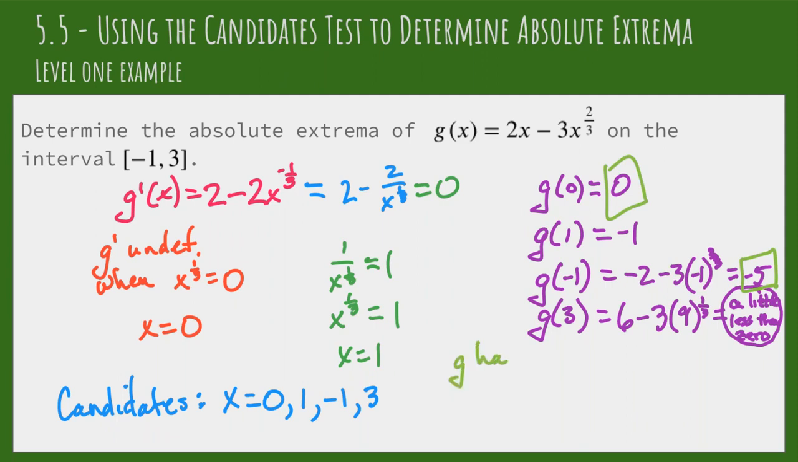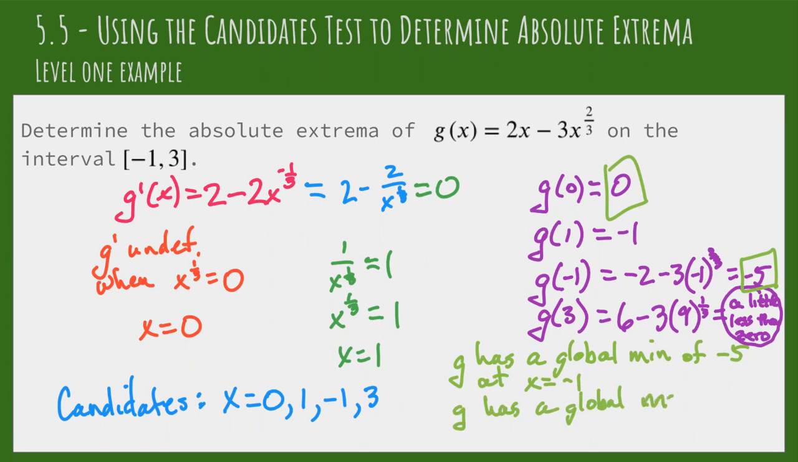So G has a global, or we could say absolute, min of -5 at x equals -1, and G has a global max of 0 at x equals 0. So again, we've got some other points here that are not maxima and minima, at least not global. They could be local extrema, but they are not global extrema.